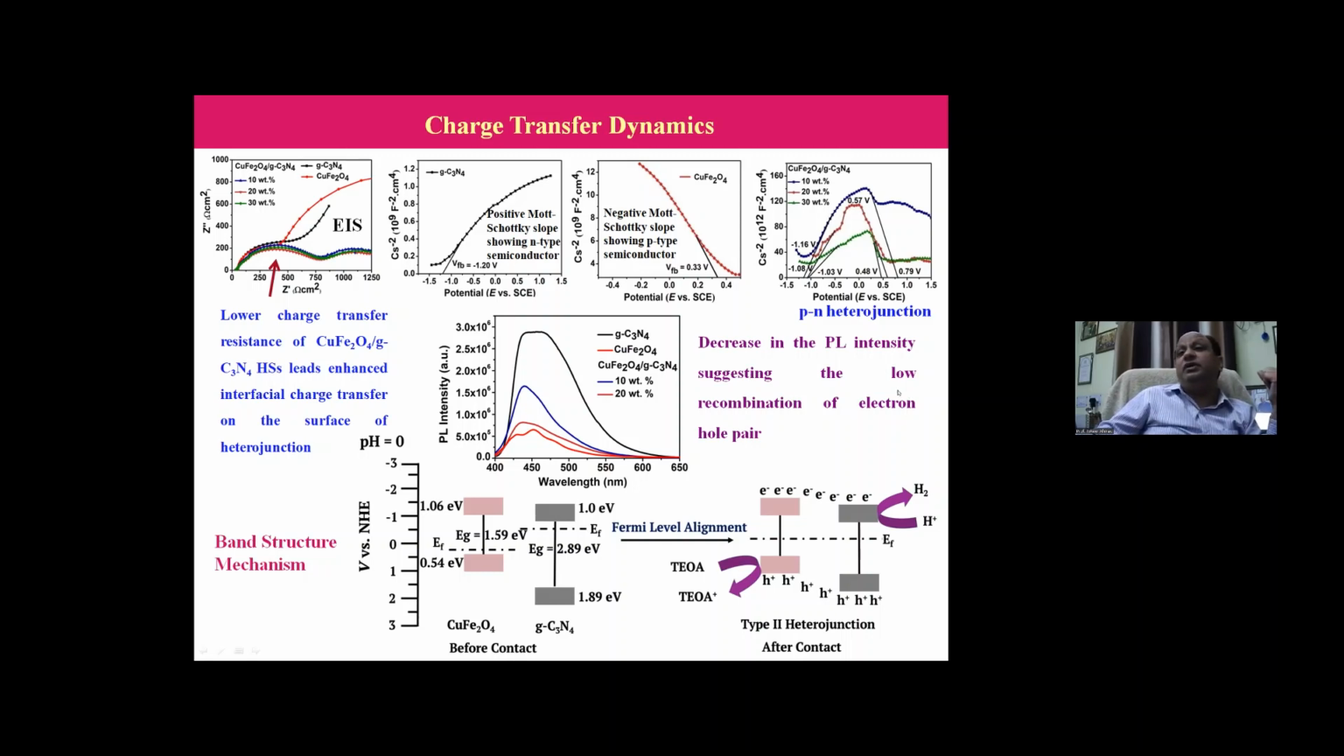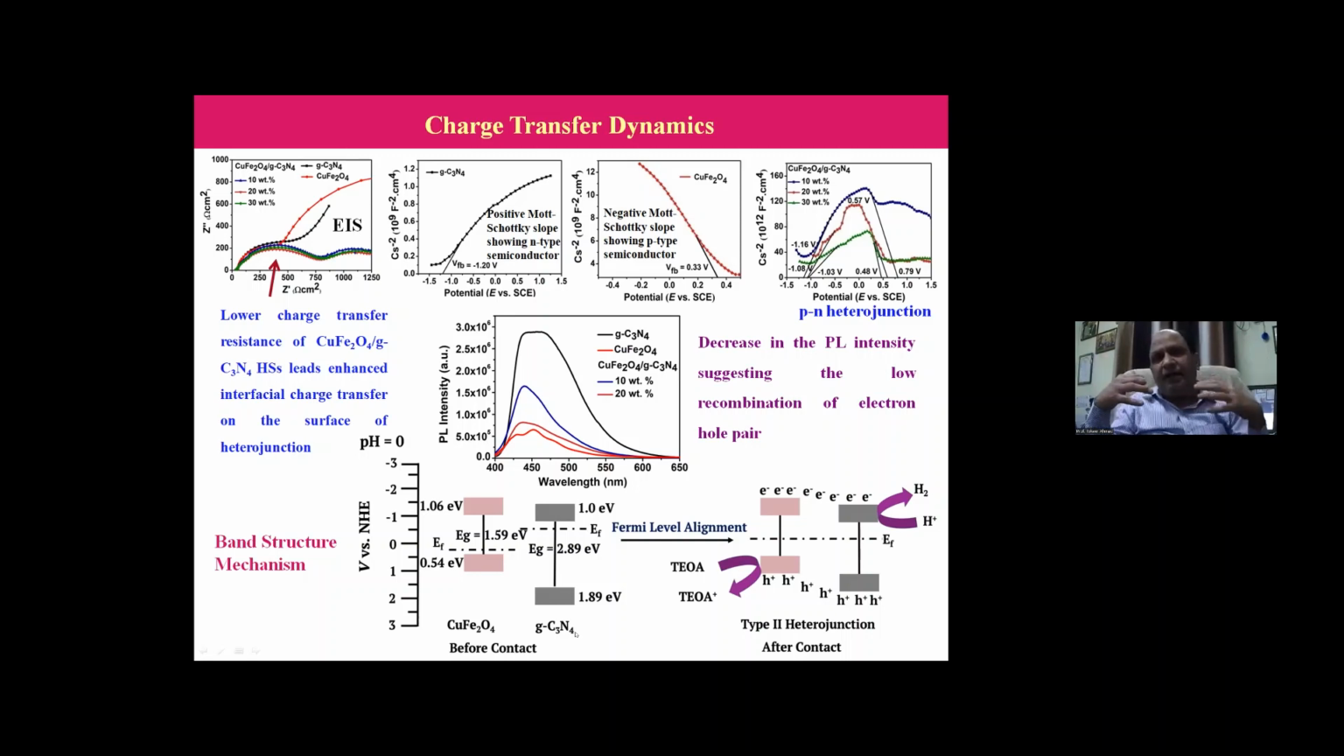And then when we do the photoluminescence study, it shows that on increasing the heterojunction formation, the PL intensity decreases, which shows the low recombination rate of the electron hole pair. We have also suggested the band structure mechanism for this type 2 heterostructure. This is the band structure of the copper ferrite, and here is the band structure of the graphitic carbon nitride.